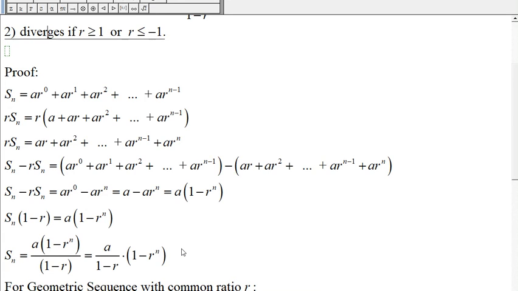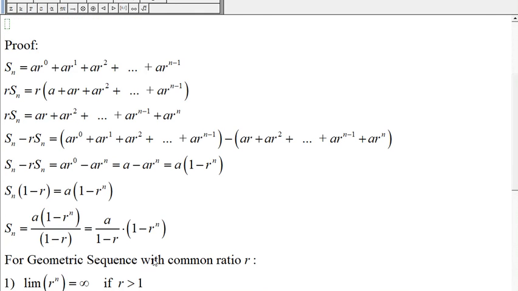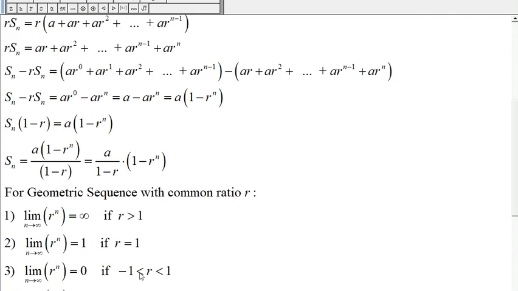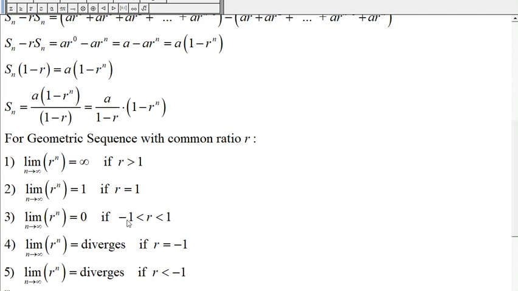Now, earlier when we did the analysis of the geometric sequence, we know that r to the n goes to infinity if r is greater than 1. It is 1 if r is equal to 1, and r to the n is equal to 0 if r is between negative 1 and 1. When r is equal to negative 1 or less than negative 1, the sequence r to the n diverges.